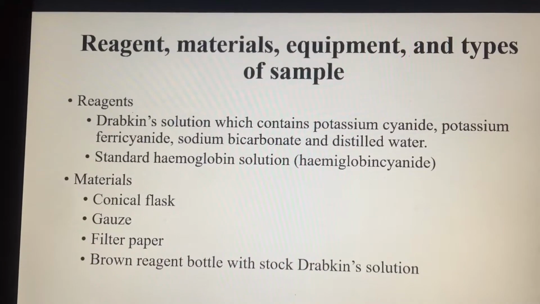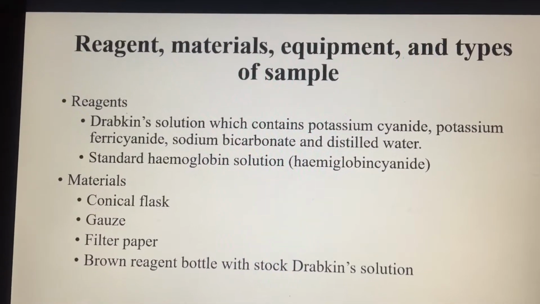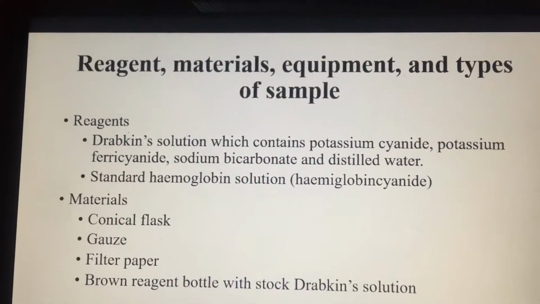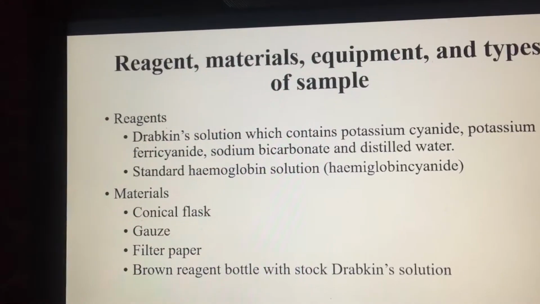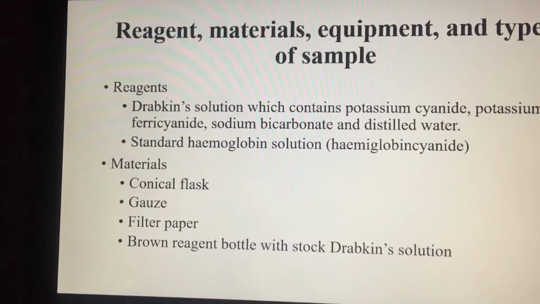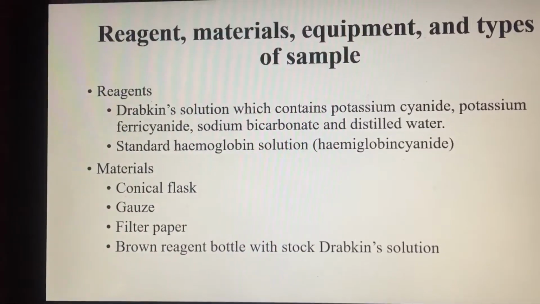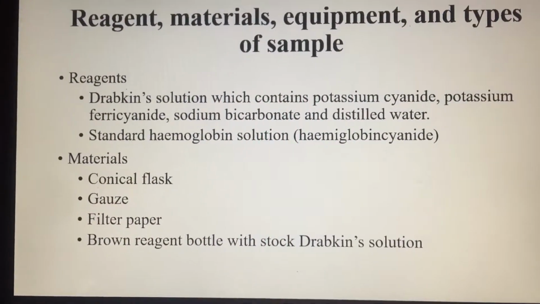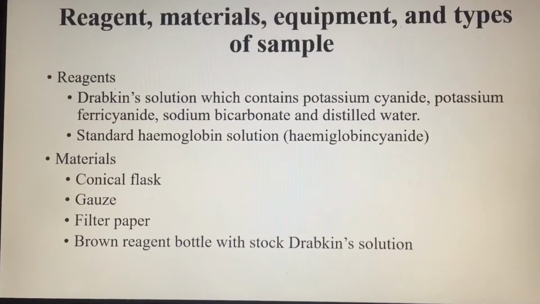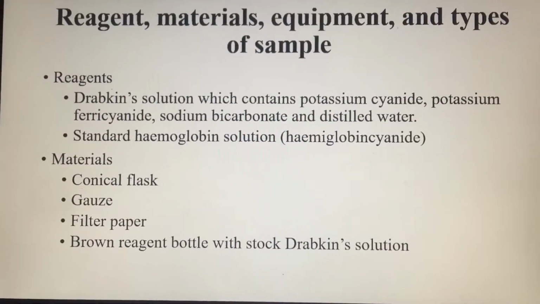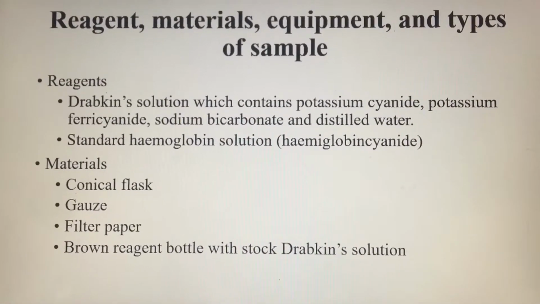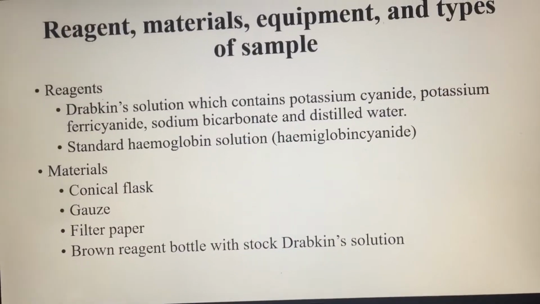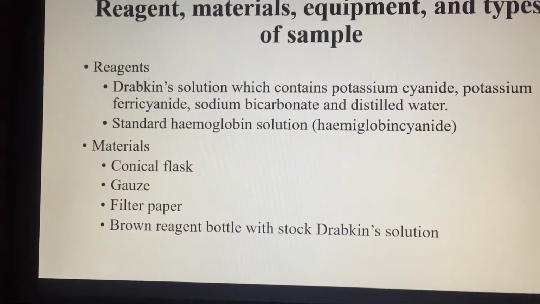Also we have standard hemoglobin cyanide solution, which acts as a control. So we have standard hemoglobin solution, which is sometimes known as the control. So in the reagents we have Drabkin solution, and also the control, which is the standard hemoglobin solution, the solution which contains a known level of hemoglobin concentration.